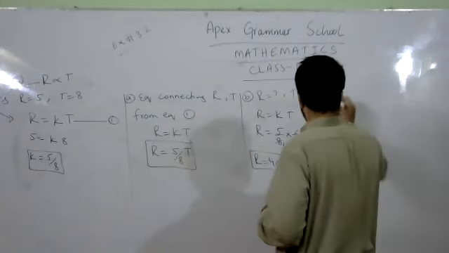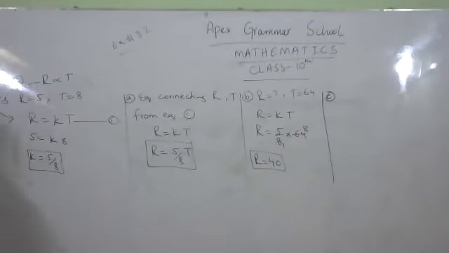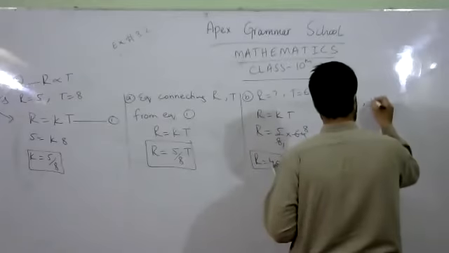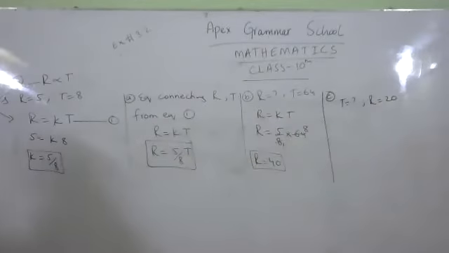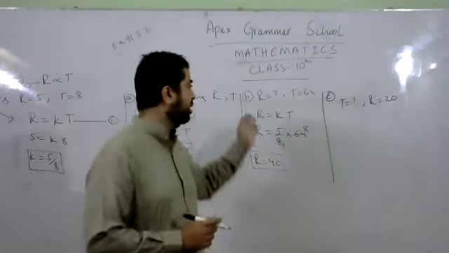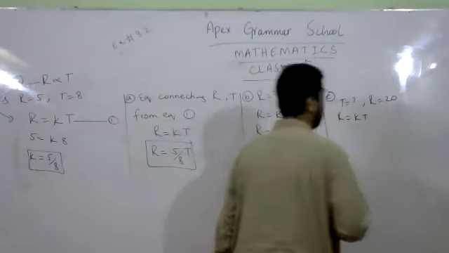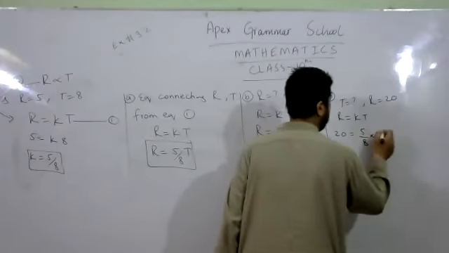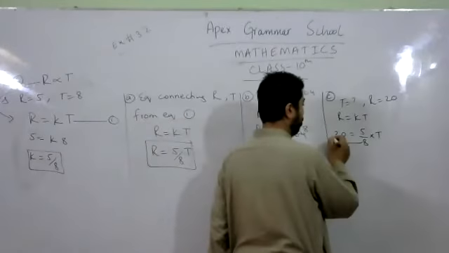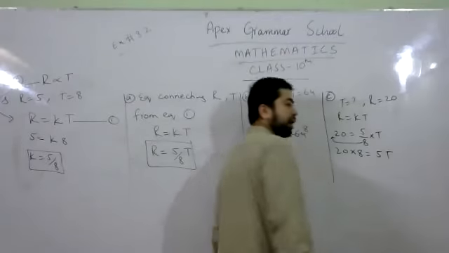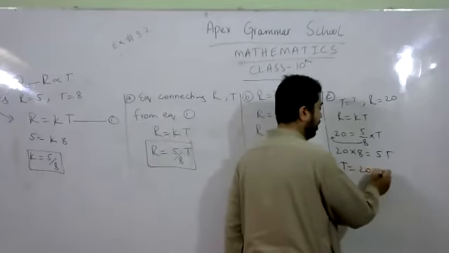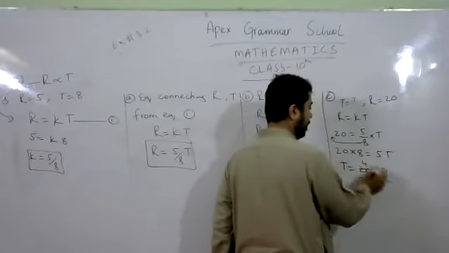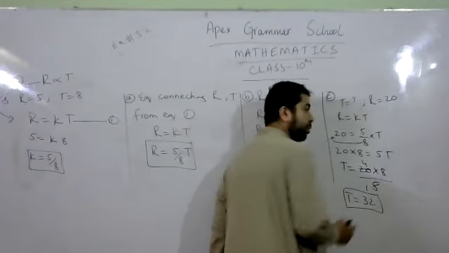Now the part c of this question, the last thing, is to find the value of t when r is equal to 20. We need to find the value of t again from this relation, r is equal to kt. Now the value of r here is 20, the value of k is 5 by 8, and we need to find the value of t. 8 is dividing, so we are going to multiply here, and 5 we are going to divide here. So t is equal to 20 multiplied by 8 divided by 5. Now solve it. 5 ones are 5, 5 fours are 20. So 4 8s are 32. Then t will be 32.